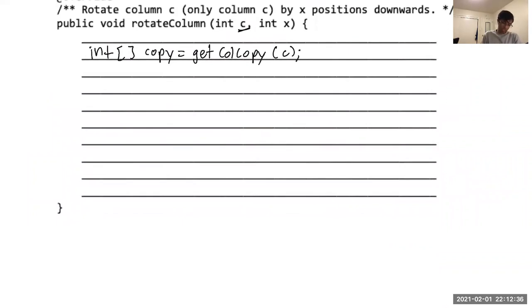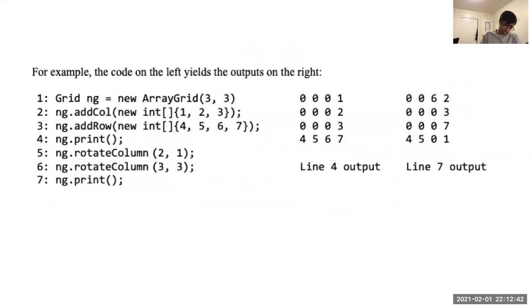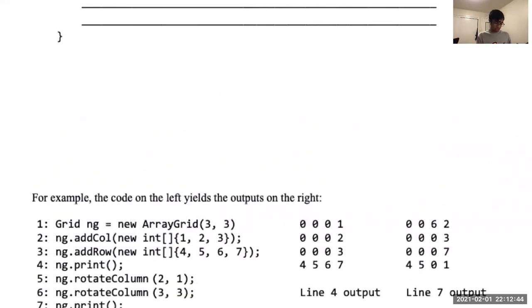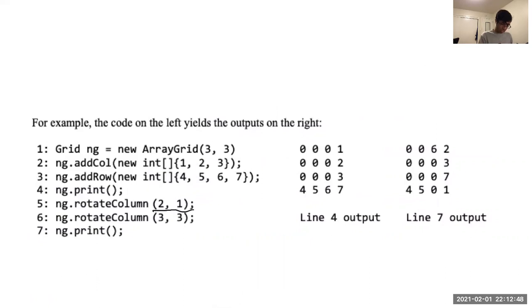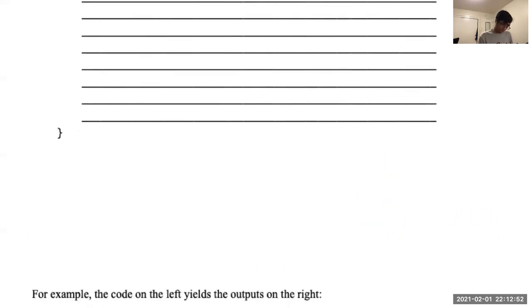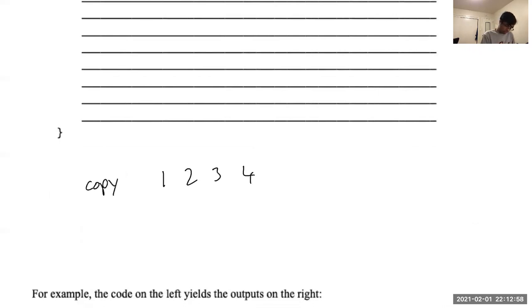And then next, we just need to actually do the copying, right? And so we'll get to the mod thing I said in a second. But if you think about it, for most cases, rotating is actually pretty simple, right? So getCallCopy. Let's take the example of a new column, right? That's 1, 2, 3, 4. And so this is the copy equals an array of 1, 2, 3, 4, right?